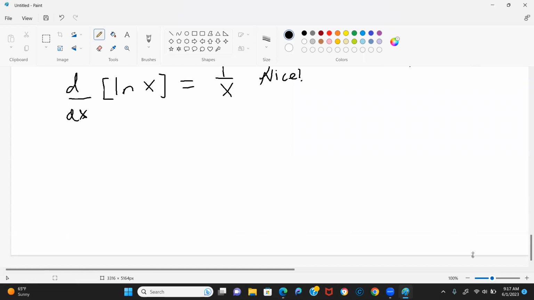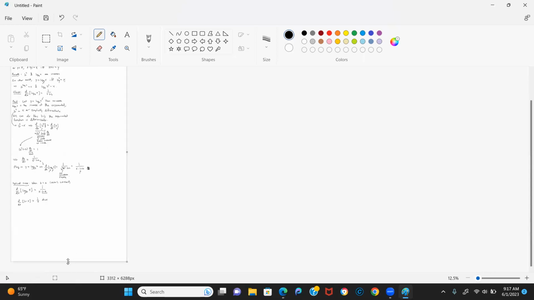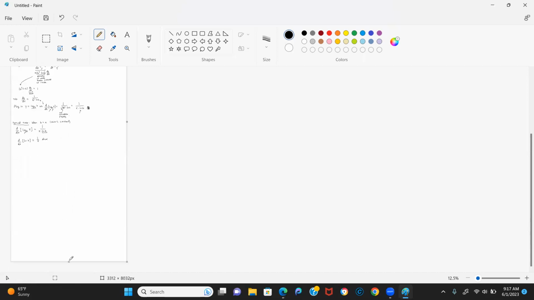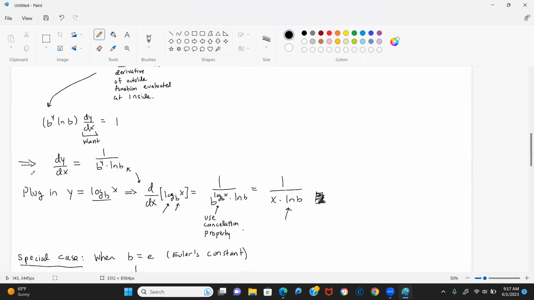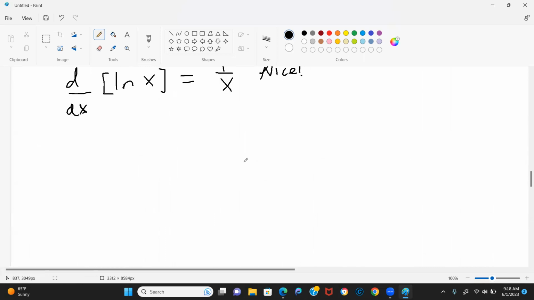Now let's look at some examples of how to use this formula, and note that we had to use this idea of implicit differentiation. So here's a first application. Aside from finding equations of tangent lines and rates of change, implicit differentiation can be used to find derivatives of functions, in particular derivatives of inverse functions.